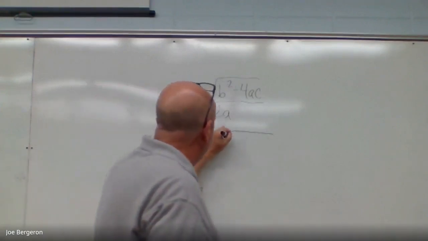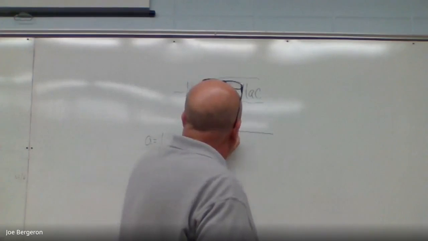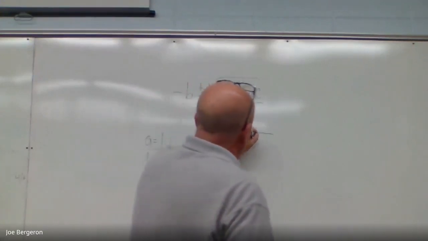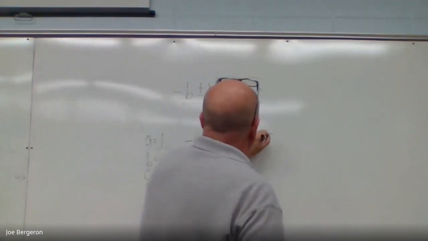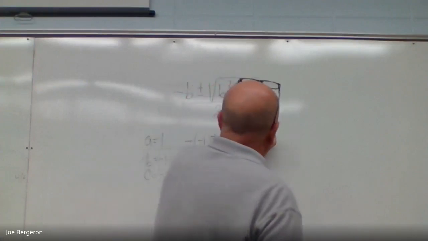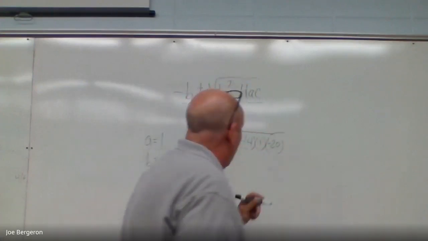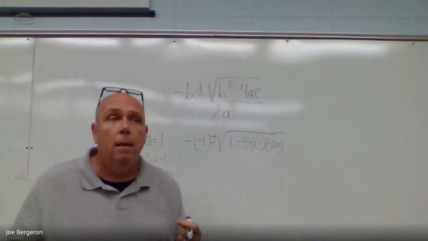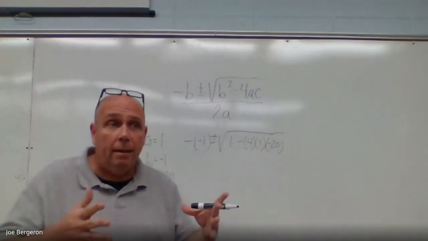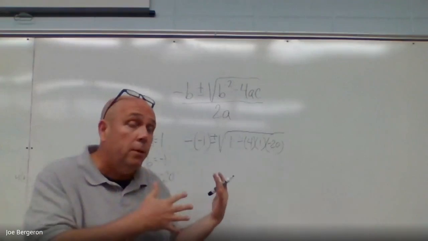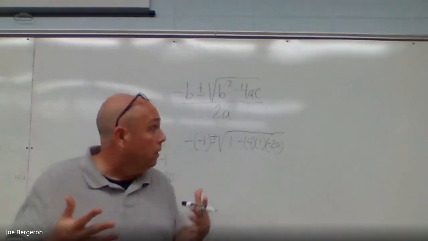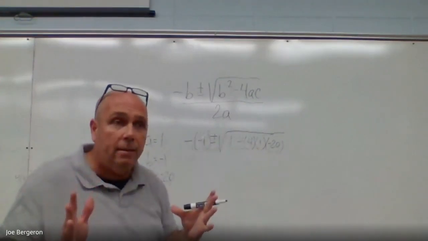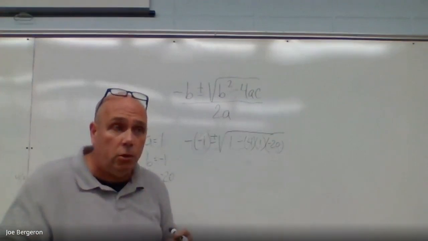B squared is 1 minus, and then in parentheses we'll write 4, and then in parentheses we'll write 1, and then in parentheses we'll write negative 20. Now, is this totally required that we put everything in parentheses? Well, no, it's not. But in order to keep track, many times I recommend to students that you put the parentheses around it so that you will be able to type this into your calculator with more ease so that the calculator knows exactly what you're trying to say.